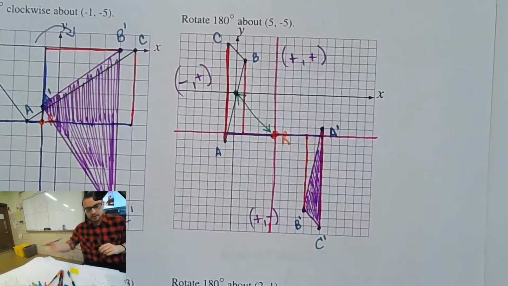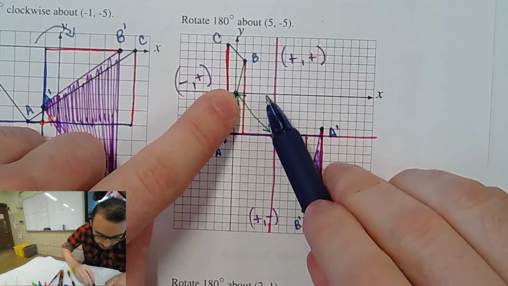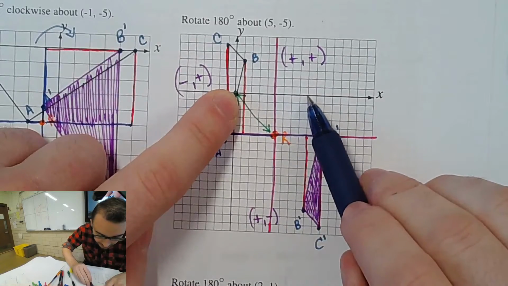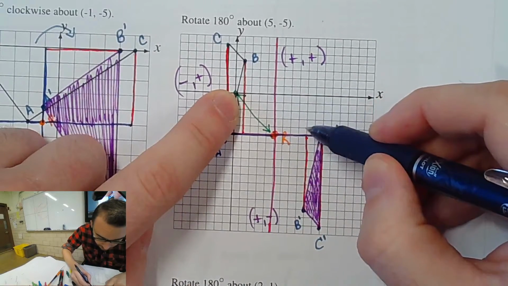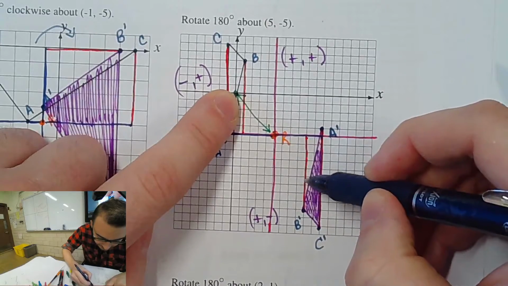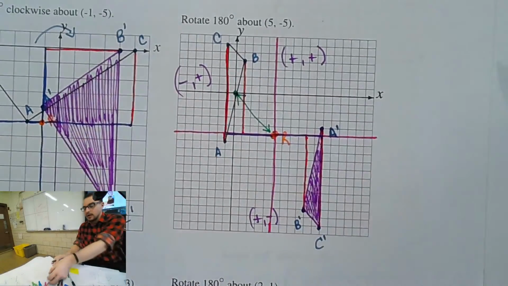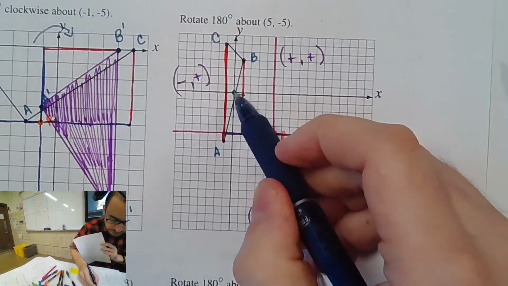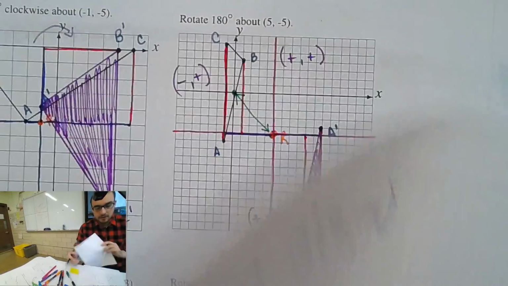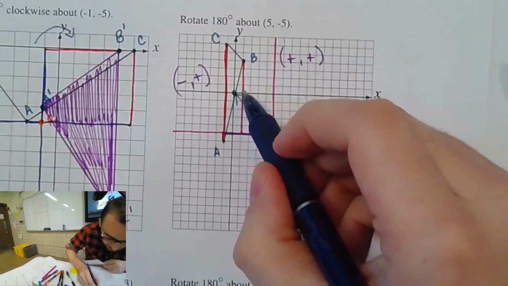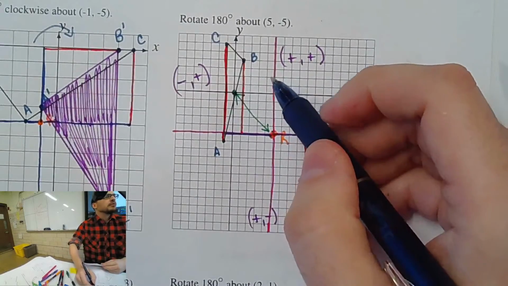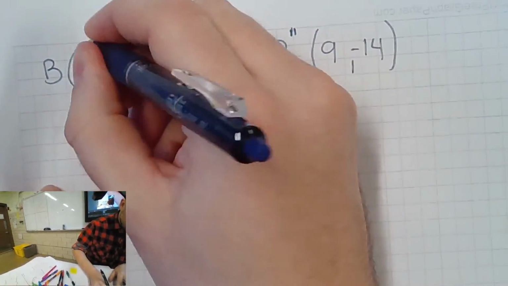Did I count those correctly? 1, 2, 3, 4, 5, 6, 7, 8, 9, and then 10, 11, 12, 13, 14 down. Okay, cool. I think I got those coordinates correct. Yeah. Oh, hold on. I think I screwed it up. Isn't it 1, 4? Isn't B 1, 4? Thank you, Jess. All right.